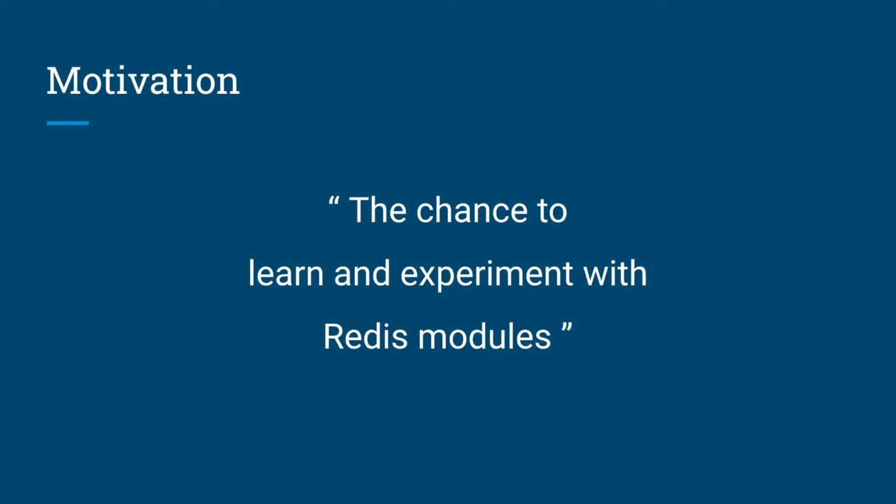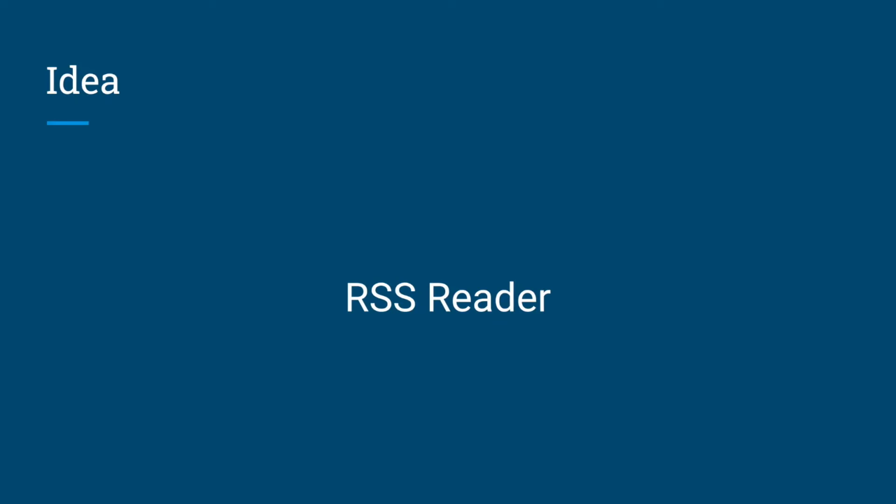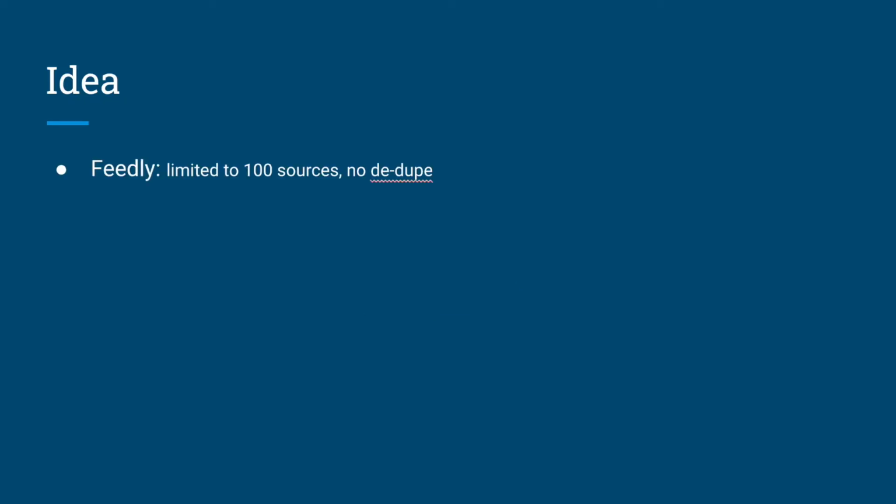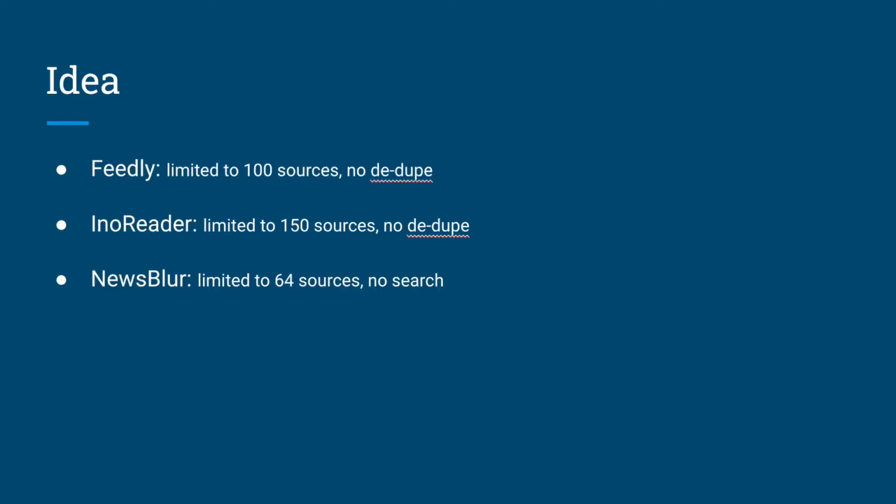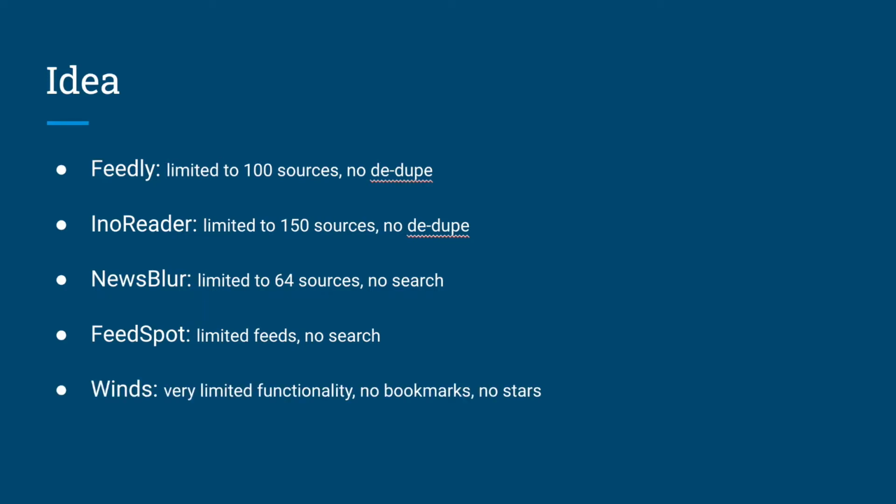The motivation to participate came from the chance to learn and experiment with the Redis modules. I've experienced using Redis as a cache, but never had the chance to explore the Redis modules. The reason I picked to develop an RSS reader is because I already subscribe to over 500 feeds, shelling out dollars every month. Still, there are features that are not available unless I pay more. For example, Feedly, InnoReader, NewsBlur, FeedSpot, and Winds are already limited in their functionality.